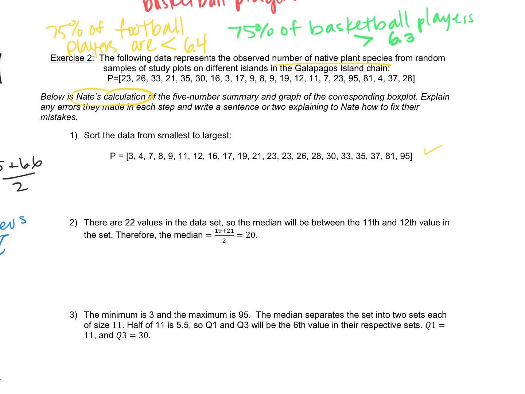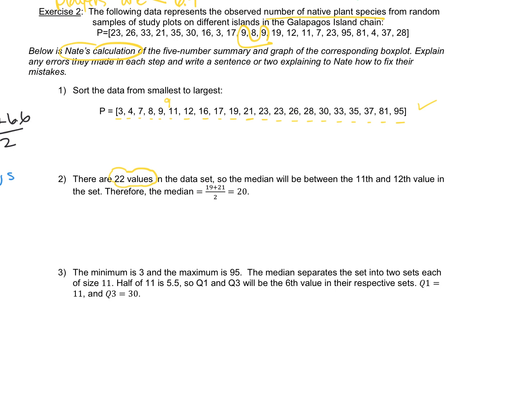Just one thing I want to know: as we start looking at number 2, there are 22 values. So I'm going to double check that he accounted for all of them. 1, 2, 3, 4, 5, 6, 7, 8, 9, 10, 11, 12, 13, 14, 15, 16, 17, 18, 19, 20, 21. We're short a value. Take a quick glance and see if you notice which one that is. And I actually see right here, there's supposed to be two 9s. So there should be another 9 in there to get our 22 pieces of data.